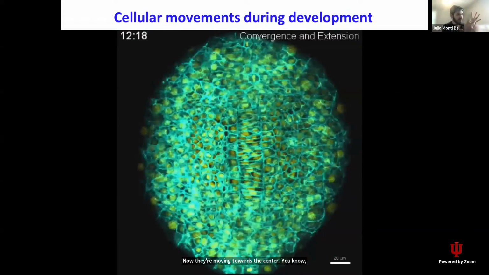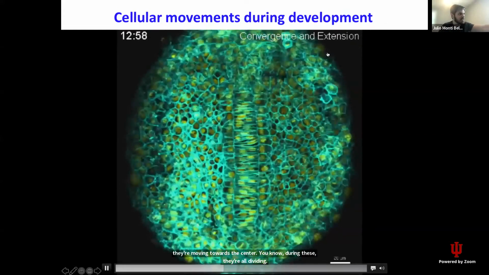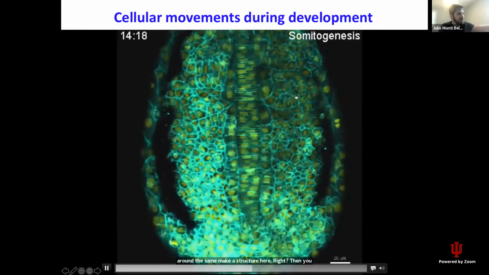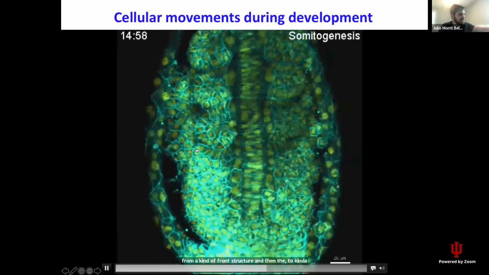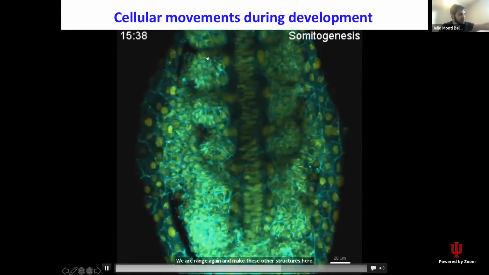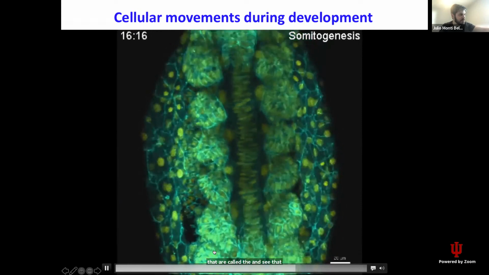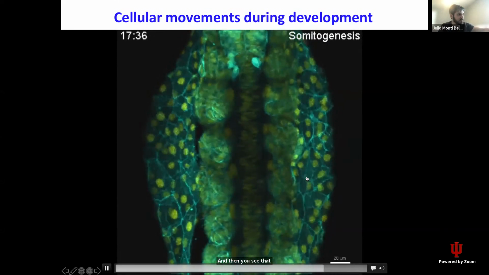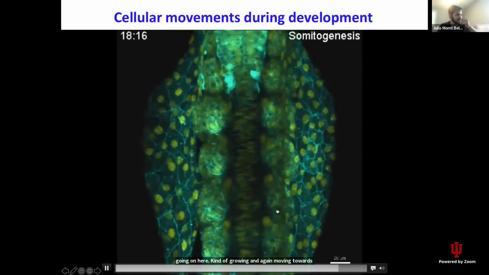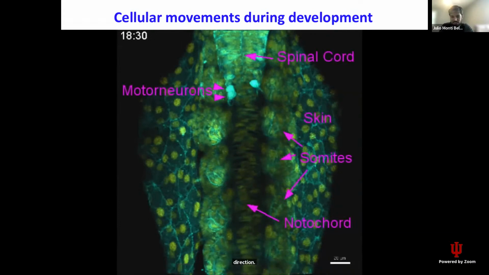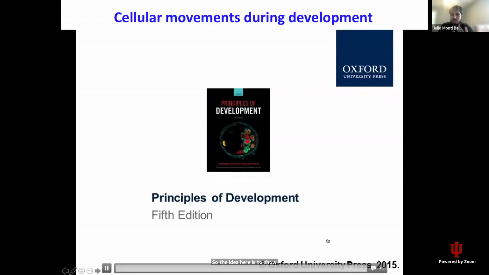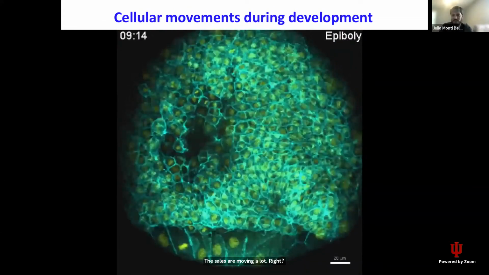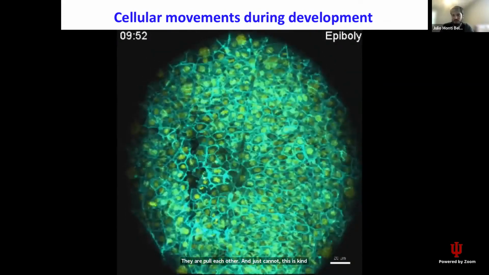And after convergence, they start to kind of pull around, make a structure here, right? Then you form a kind of flank structure. And then the cells start to rearrange again and make these other structures here that are called the somites. And there's one from the front and then you have ones from the bottom, and then you see that there seem to be other things going on here. The cells are growing and again moving towards a direction. So the idea here is to show that, yes, very beautiful, the cells are moving a lot, right? They are pulling each other. And these are patterns that you cannot have if only cells are growing and dividing.